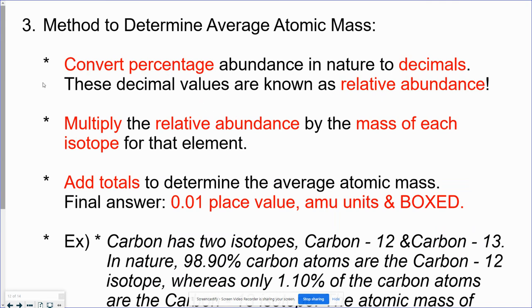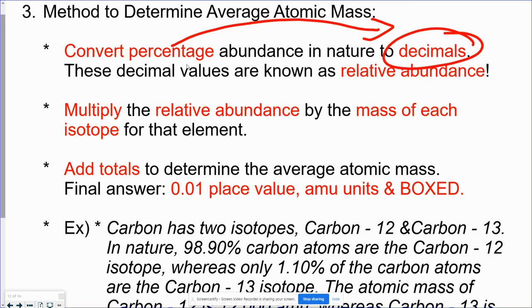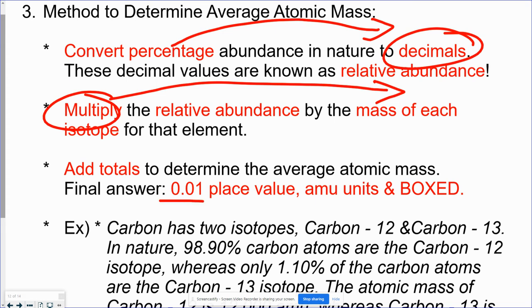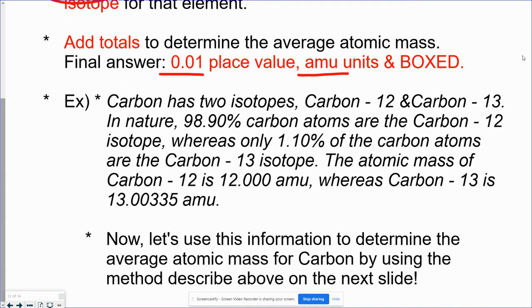Okay. So the first thing you need to do is take your percentages and convert them back to decimals. So we need percentages to decimal form. Now you're going to take the relative abundance, which is what those percentages becoming decimals does, and multiply by mass. We're going to add them up, go to the hundredths place, and your units will always be AMU, and then you'll put the element that you're dealing with.